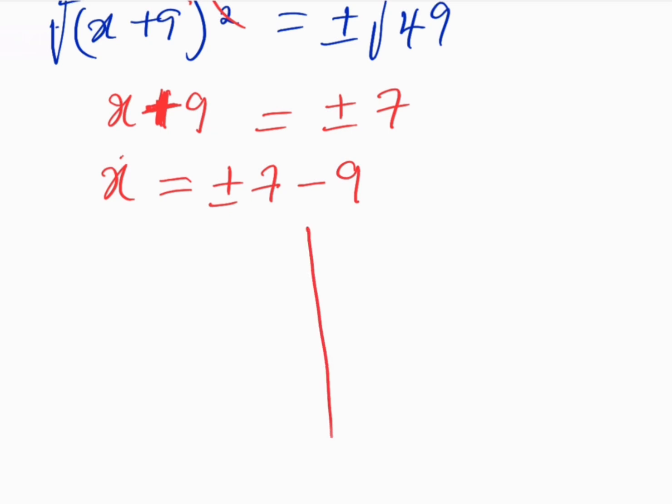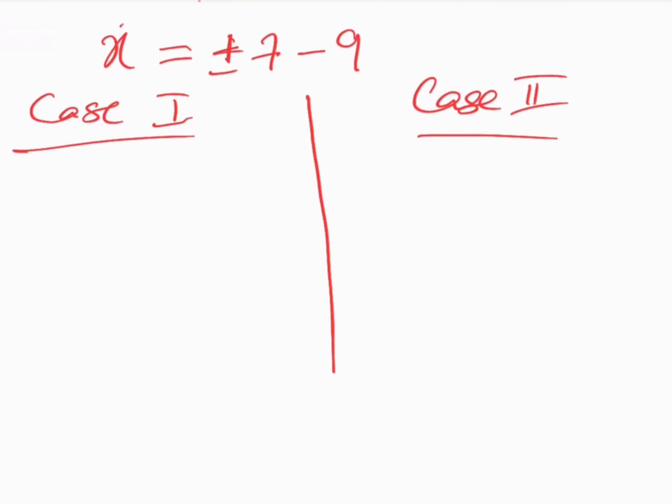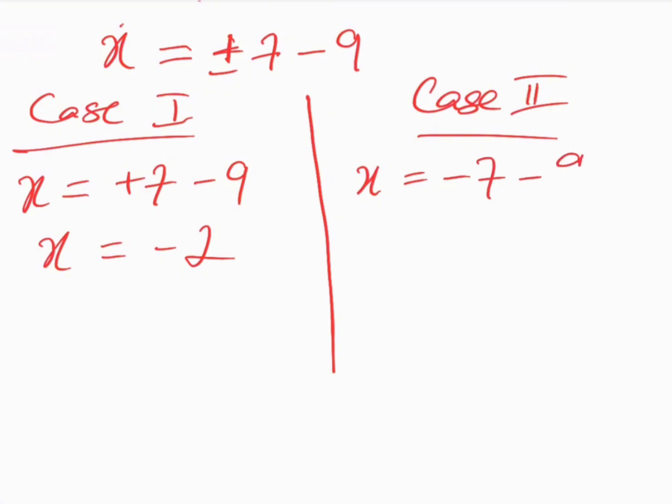And there are two cases. Case 1 and case 2. For case 1, we have plus 7, right? So x = 7 - 9, and 7 - 9 is -2. For case 2, x = -7 - 9, and -7 - 9 is equal to -16.